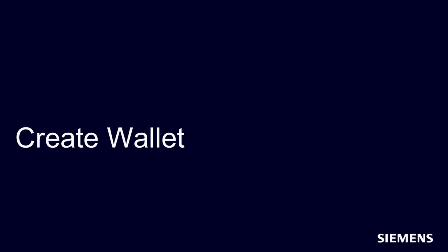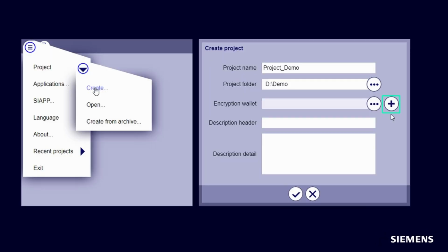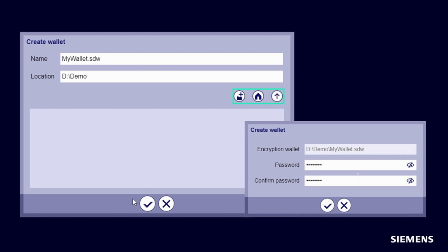Create wallet. When you create a new project in the SICAM Device Manager, you will also need to create an encryption wallet. This wallet will be used to store security credentials such as passwords, certificates, and other security parameters. To create an encryption wallet, click on the plus. Set a password that is at least 8 characters long and choose a location where the wallet will be stored.